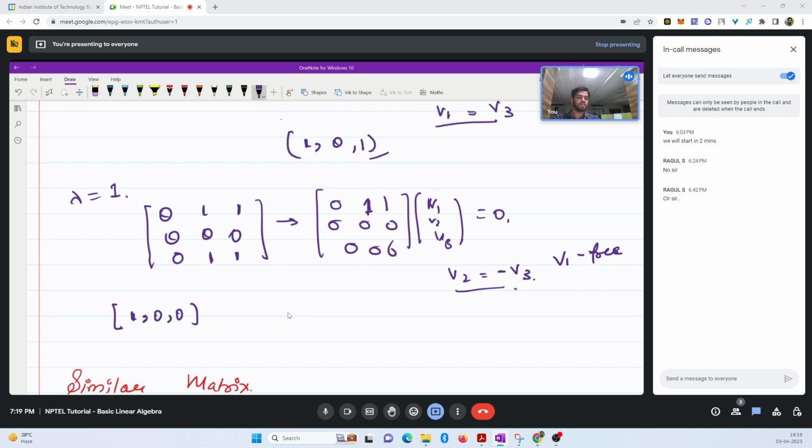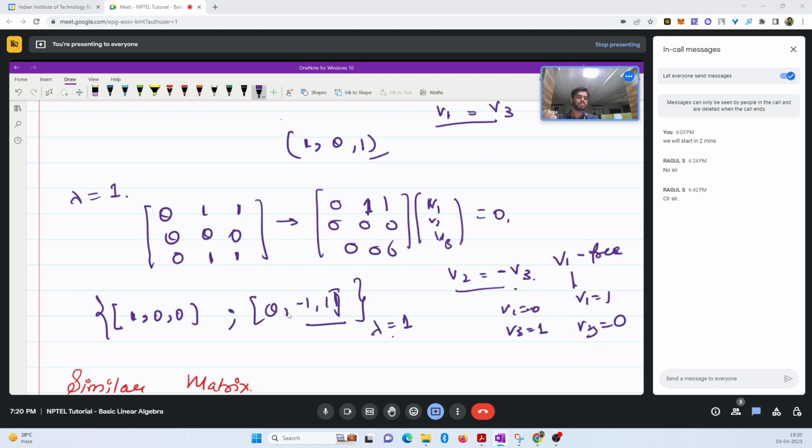ठीक है, इसमें हमने क्या किया कि v1 को 1 ले लिया, we took v2 as let's say v3 as let's say 0, और another option can be उल्टा कर देते हैं, v1 को 0 ले लेते हैं and take v3 as 1, so that would give us 0 minus 1 1. So we have two linearly independent vectors corresponding to lambda is equal to 1, as multiplicity was also 2 for this lambda is equal to 1. So we will have this matrix as a diagonalizable matrix.